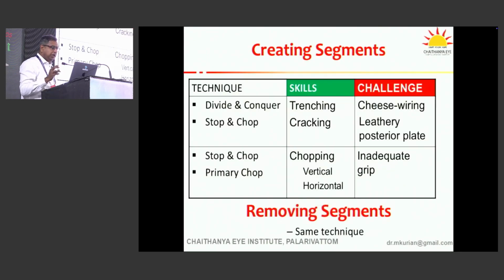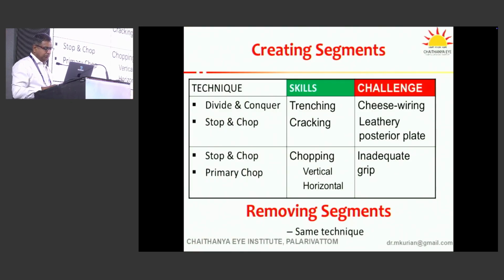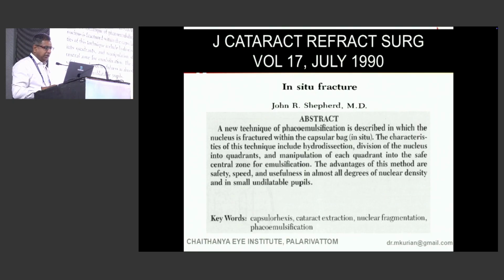So creating segments is the primary safe step of cataract surgery today. Technique-wise, divide and conquer, stop and chop, or primary chop. The skills that we require are trenching, cracking, or chopping techniques. Challenges would be cheese wiring, leathery posterior plate, or inadequate grip. Removing the segments, irrespective of the technique, is always the same.